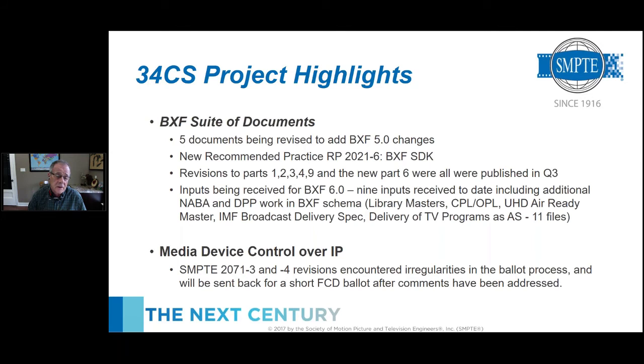There's a bunch of new features that have been added, and one of them is documented in RP 2021-6, which is actually an SDK for BXF, so basically a mechanism for how vendors get into and talk to other systems that are using BXF and control them and find data from them. So the new version in 5.0 also required revisions to 5 other parts of the document. So all 6 parts were published recently, I think in September, and they're all now available in the library.